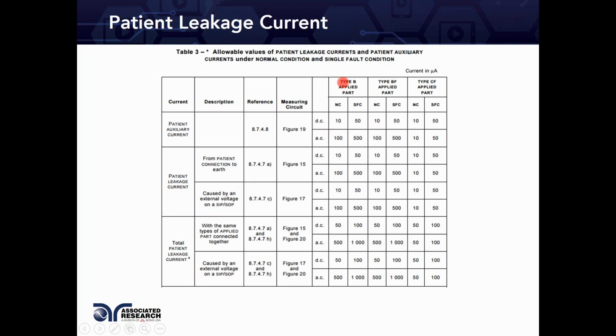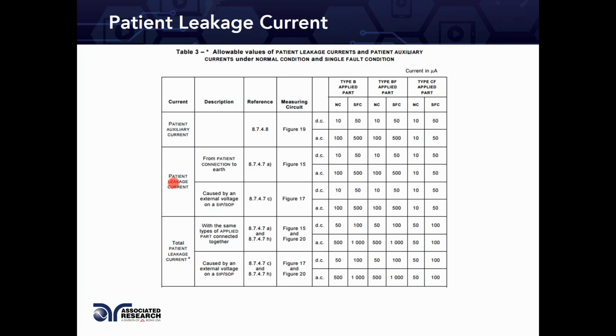Again, type B applied part, type BF applied part, and if you had another, type CF, which is the more stringent one, you could see how the leakage current requirements are down into the 10 microamp range for AC and DC, and a single fault condition down into 50 microamps. We're trying to measure 50 microamps of leakage current being felt or delivered or that may show up on an applied part.